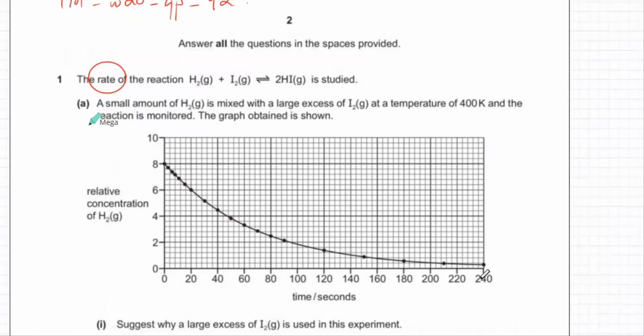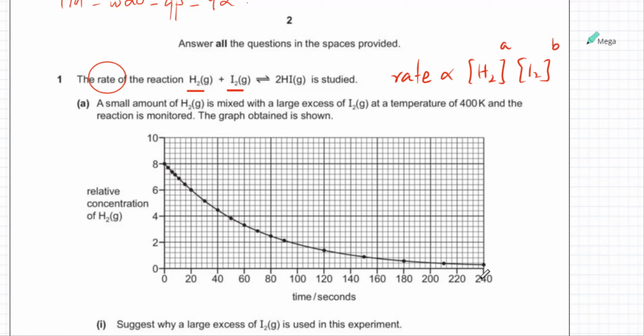So the very first thing, let me explain. There are two reactants, H2 and I2. That means the rate of the reaction depends on the concentration of these two reactants. It depends on the concentration of H2, and it also depends on the concentration of I2. What you don't know is how it depends on that. So you don't know what the orders are.